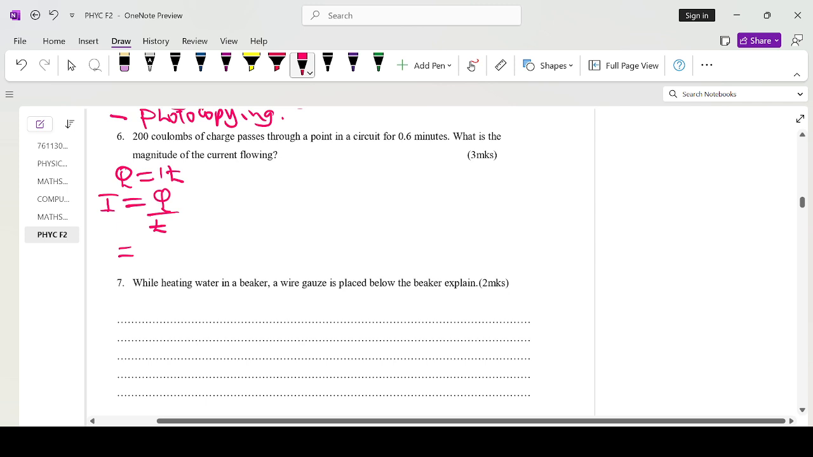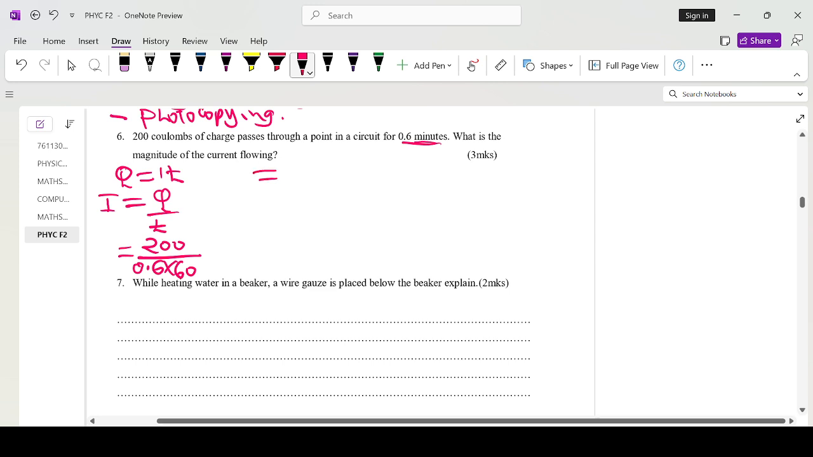Charge is being measured in coulombs, so it's 200 over the time, which is 0.6. But now, remember, time being a measure of duration of an event, SI unit should be in seconds, and this one is in minutes. So any calculation in physics, you must ensure it is in SI unit. So the SI unit of time is seconds, so you multiply that by 60 to bring it to seconds.